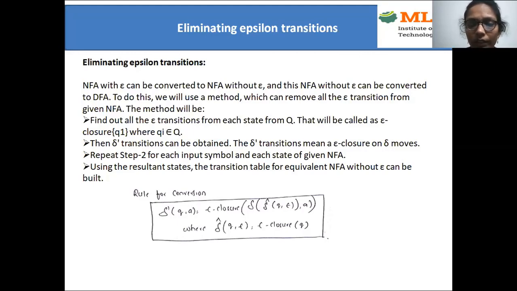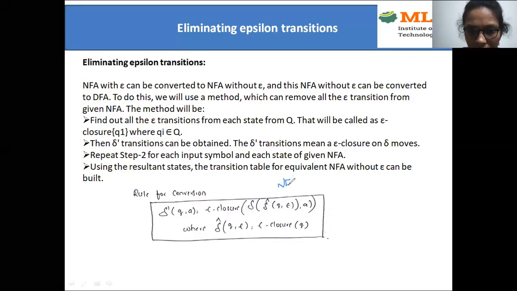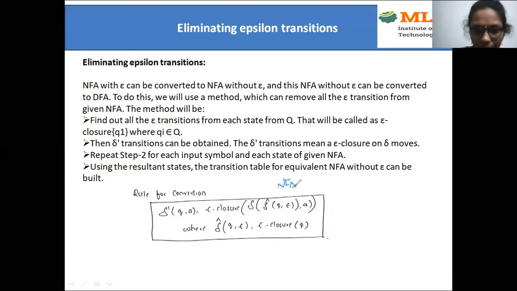So for that conversion, if you are writing an NFA with epsilon, we follow this process. First NFA with epsilon to NFA, then from this you can construct DFA. This we have already seen: how to change NFA to DFA. Already we have discussed in the previous videos.